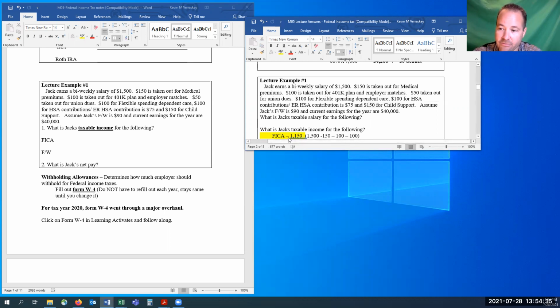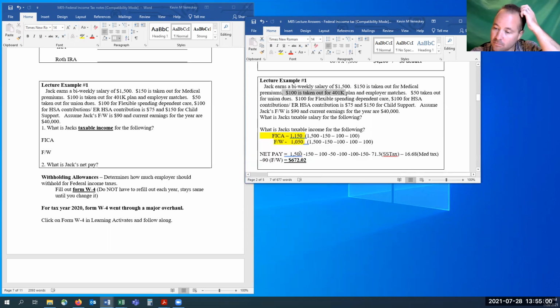So for FICA, when you subtract out everything and multiply by 6.2% for Social Security, you're only going to use $1,150 instead of the full $1,500. For federal withholdings, it's going to be exactly the same, except we're going to take away one more 100. So your answer would only be $1,050. And then the net pay, when you subtract out all of their withholdings, all the items that are taken out of their check, and then the taxes, the ones that we specified. I didn't specify state or county on here, so I didn't expect you to do that. If you did, fine. If you did the state, your number would be a little bit lower, but this is what we would have gotten, not putting in any state.